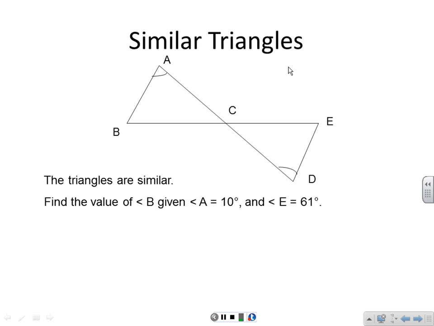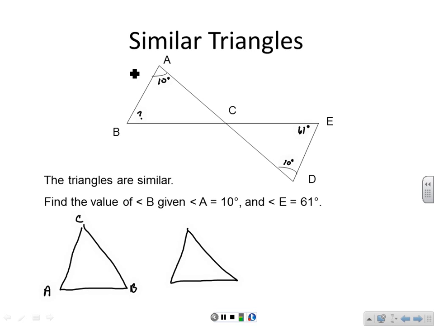For this problem, it tells us that our triangles are similar, and we're looking for angle B. So we're trying to figure out what this angle is going to be right here. It tells us that angle A is 10 degrees, and that angle E is 61 degrees. Because of these congruent marks, I know that if angle A is 10 degrees, angle D has to be 10 degrees. So let's draw these triangles to where corresponding parts match. We have A, B, C. When I set another triangle up, since A is congruent to D, D has to be here. I also know that C is the same angle here, and so E is here.